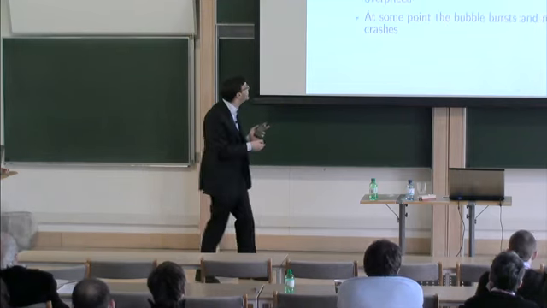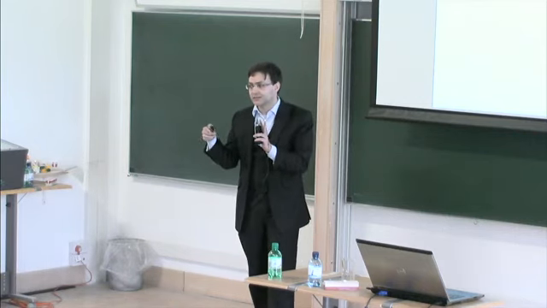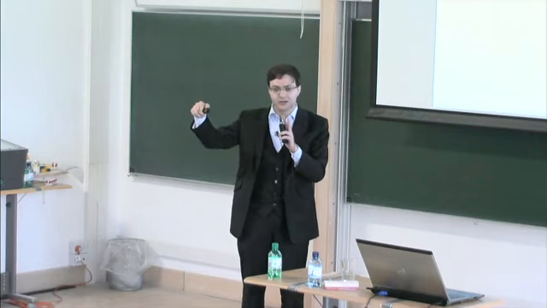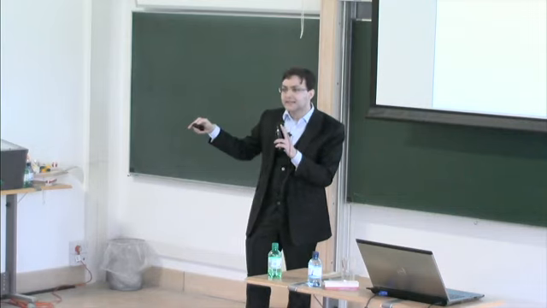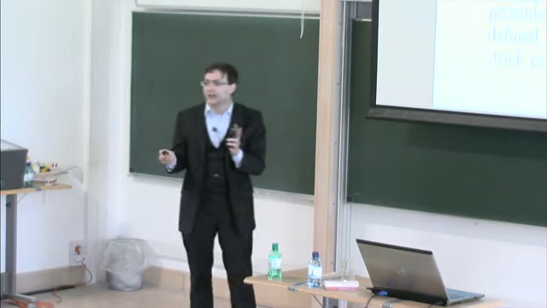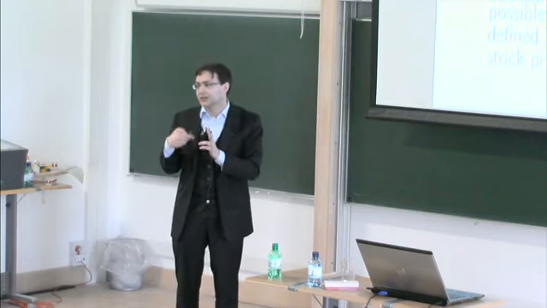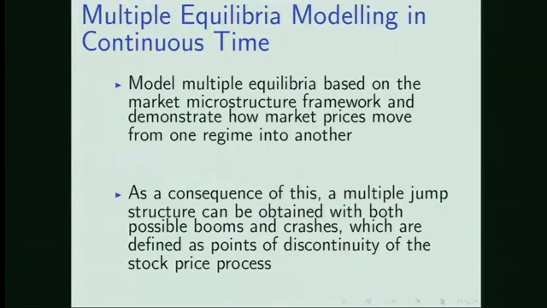The idea is the following. We want to model how the price can change between different equilibrium levels. It stays at some equilibrium level, and then at some random point in time, it switches to another regime. When we have this switching from one regime to another, we have a jump on the market. As a consequence, we have multiple jumps, so we have both booms and crashes. In this kind of modeling, we don't differentiate between booms and crashes. Booms are positive jumps, and crashes are negative jumps. And we model it in continuous time.